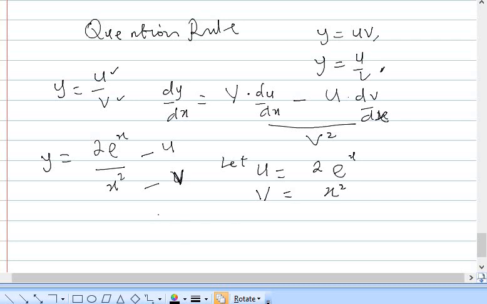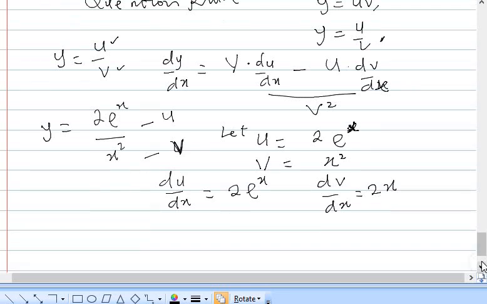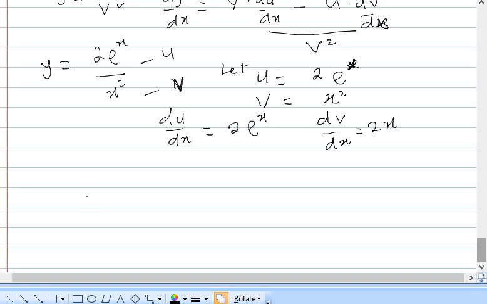So we can find du by dx. Du by dx is, the coefficient of this x is 1, so no need to multiply. Even if we multiply, 2 times 1 will still remain 2. So du by dx is 2 exponential of x. And dv with respect to x is just 2 times 1, that's 2x. So just substitute this in the formula.